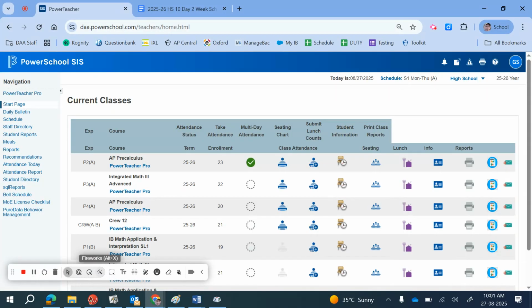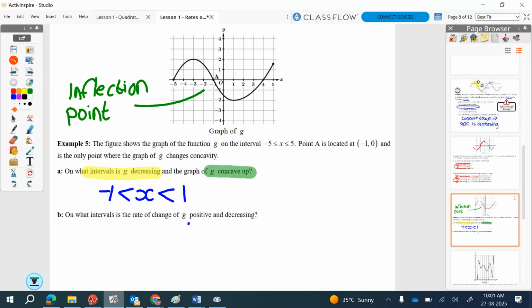So on what interval is the rate of change positive? The rate of change positive means the function goes up. So the rate of change is positive, the function goes up. On what interval is the rate of change positive?